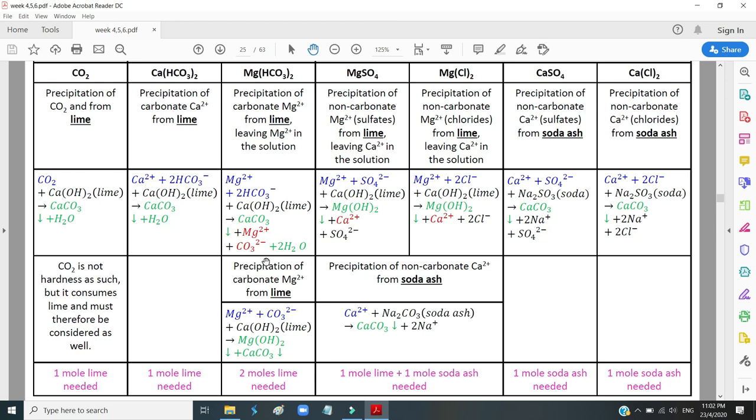The precipitation of carbonate from Mg2+ with lime will also further form another substance, because the remaining Mg2+ will react with CO3 2- and also lime again to form magnesium hydroxide and calcium carbonate. So for this one, 2 moles of lime are needed, because we use the lime for the two parts of the process. And then for non-carbonate hardness, we have 4 types.